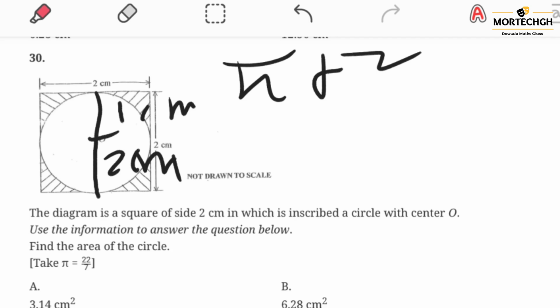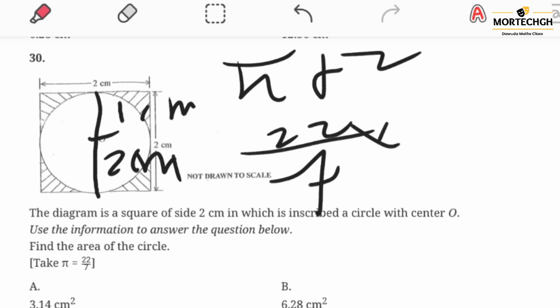So you just substitute inside the formula pi r square, where pi is equal to 22/7, and the radius is 1 square. So 1 square times 22/7 will give you 22/7. And 22/7 in decimal will give you 3.14, in 2 decimal places. The answer is A.